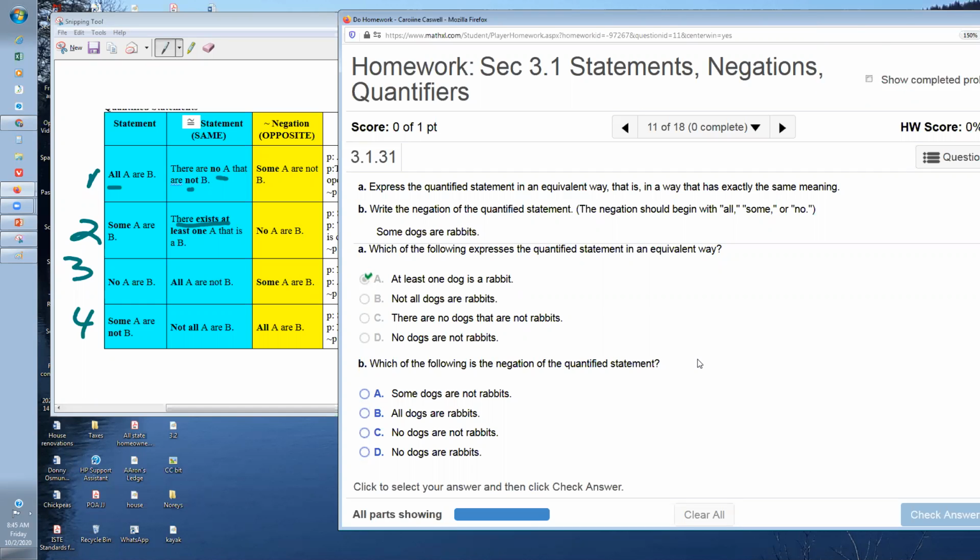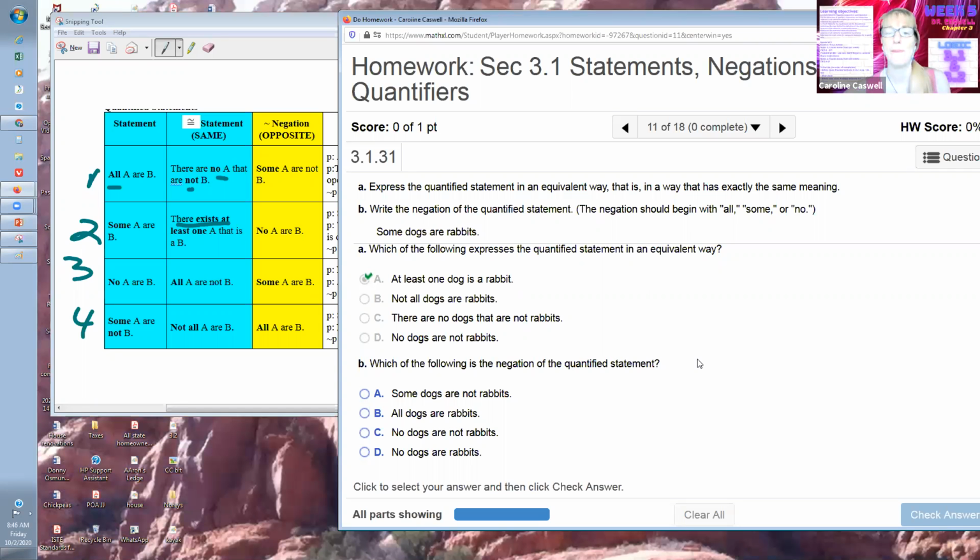I really did. Okay, so now we have the equivalent statement. Now we want the negation. If you remember, the yellow column is the negation, which means the opposite of. So we had some dogs are rabbits. There is at least one dog that is a rabbit. So the negation would be, and what are we looking for? And this is tricky if you don't look carefully at the words. So which one are we picking?